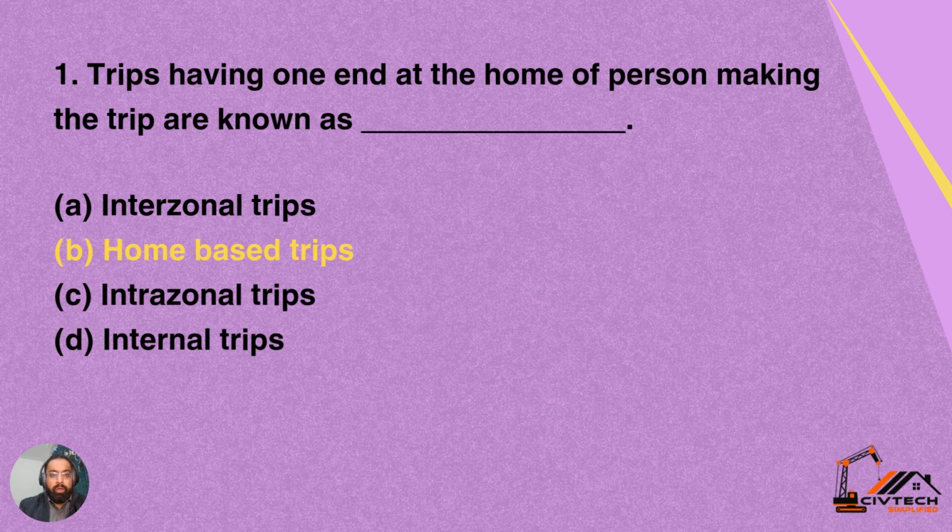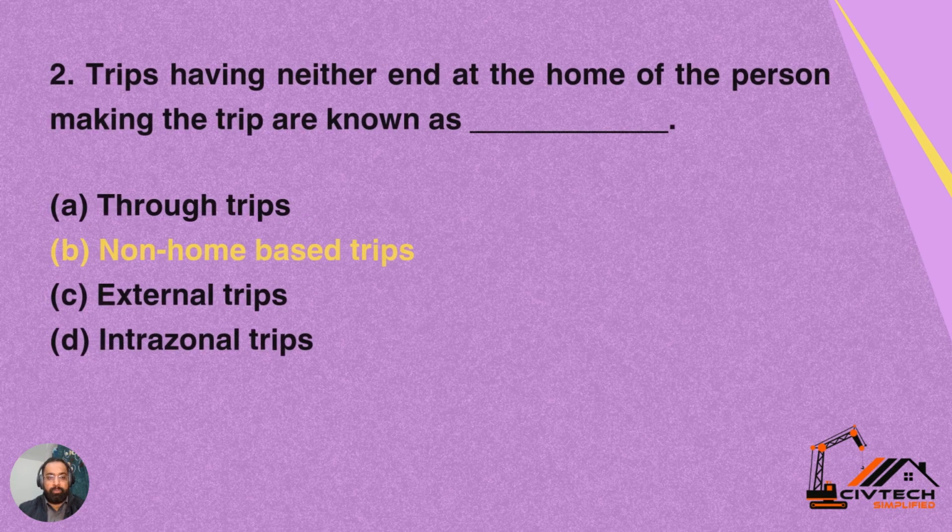Question number 1. Trips having one end at home of person making trip are known as dash. Trips having one end at home of person making trip are known as option A, interzonal trips, option B, home based trips, option C, intrazonal trips, option D, internal trips. So trips having one end at the home of the person who is generating the trip are called home based trips. So B is the correct answer.